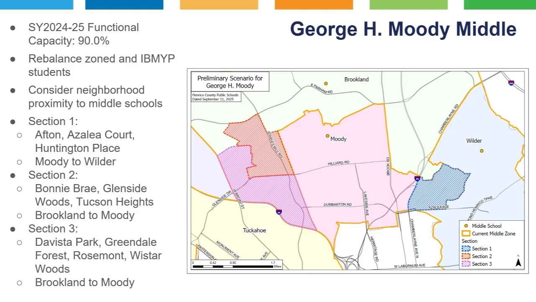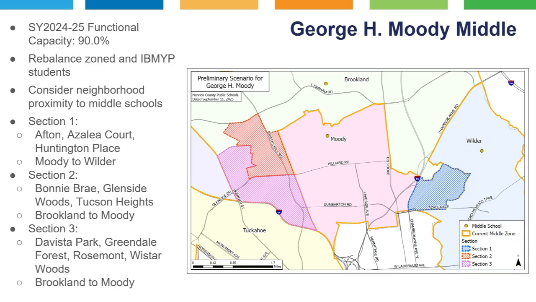Continuing with middle schools, Ms. Kinsella requested staff review redistricting options for Moody Middle School to further change the balance between students that are zoned for Moody and the students that attend the IB Middle Years program there. This supplements programmatic changes that went into effect for 6th graders beginning this school year to shift IBMYP seats from Moody to Tuckahoe Middle. Additionally, she requested staff consider neighborhood proximity to Moody, Brooklyn, and Wilder.